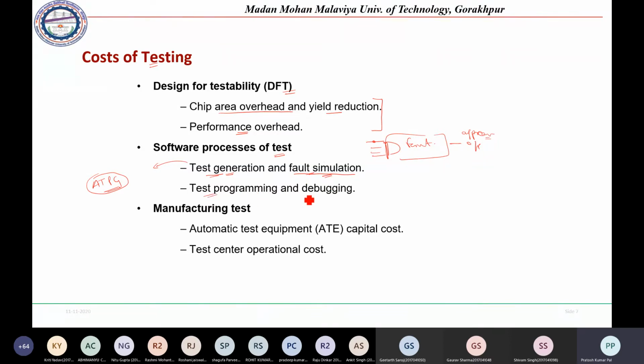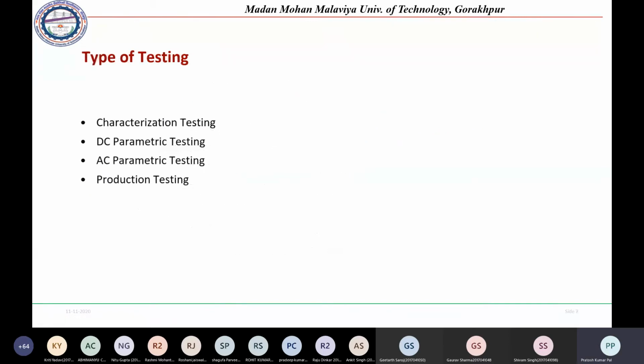These are time-taking processes and require extra cost. Test programming along with debugging is one of the extra costs that industry has to bear while going for device testing. Manufacturing test, so automatic test equipment will be required for testing also. And test center and center operational costs are the different costs that should be included in case of testing any chip. There are different types of tests.